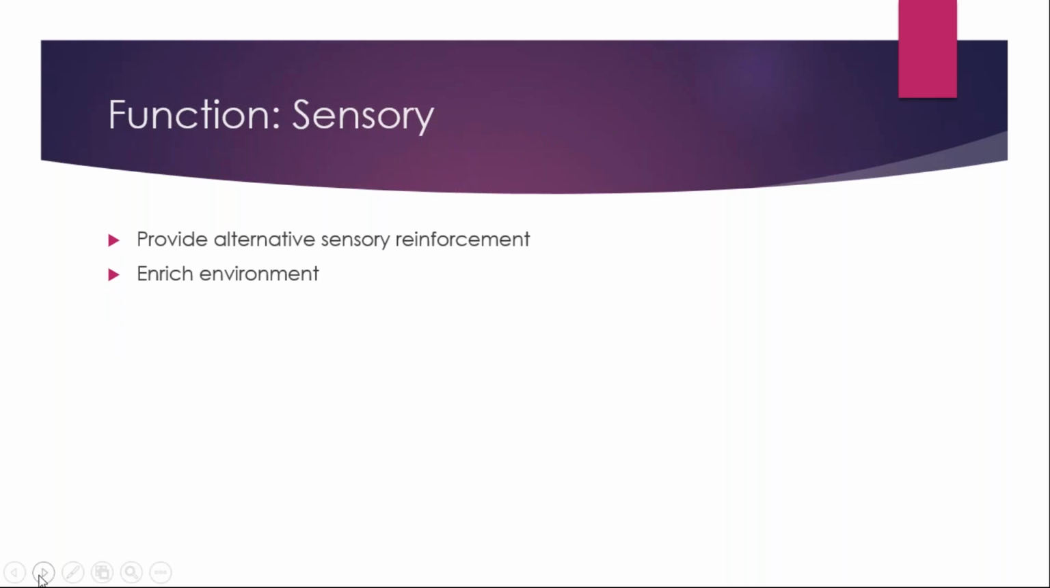And then lastly, when we talk about the function, the last one, sensory, we want to provide alternative sensory reinforcement for our kiddos. We want to offer stimuli matching the type of sensory reinforcement that is maintaining the problem behavior. We have auditory, visual, or tactile. Those are different ways that we can incorporate stimulatory materials.